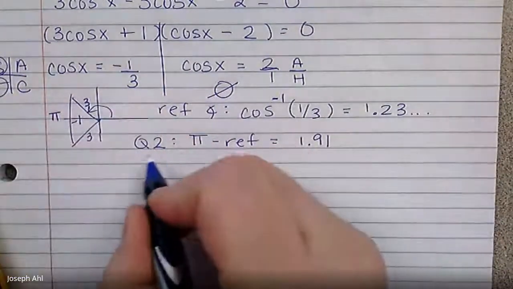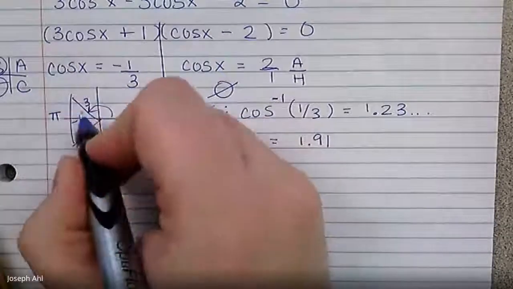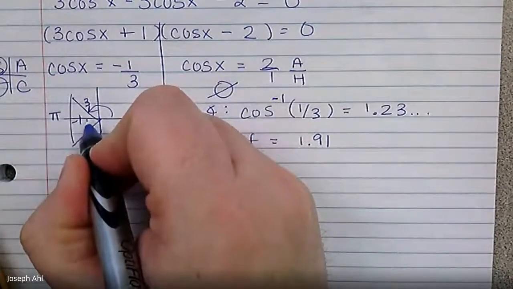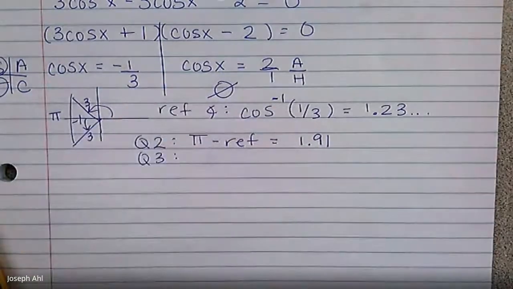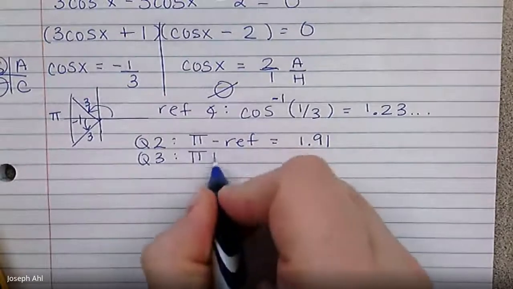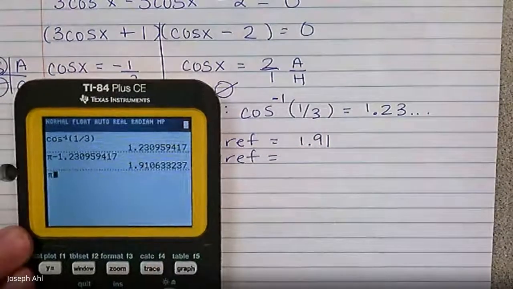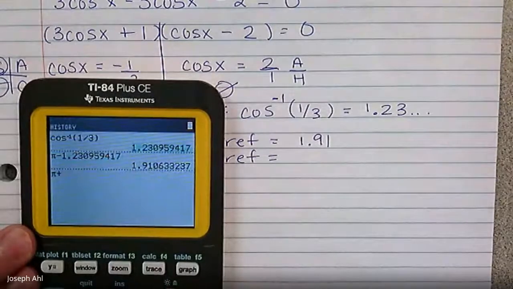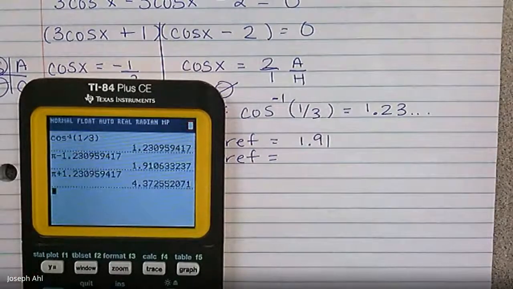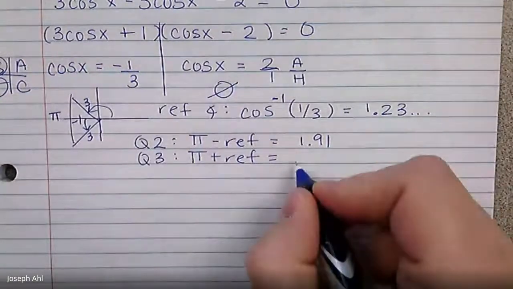When you move over into quadrant 3, how do I get the answer? You take your half circle, pi, and add on the reference angle. So here it's pi plus the reference angle of 1.23, which is 4.37.